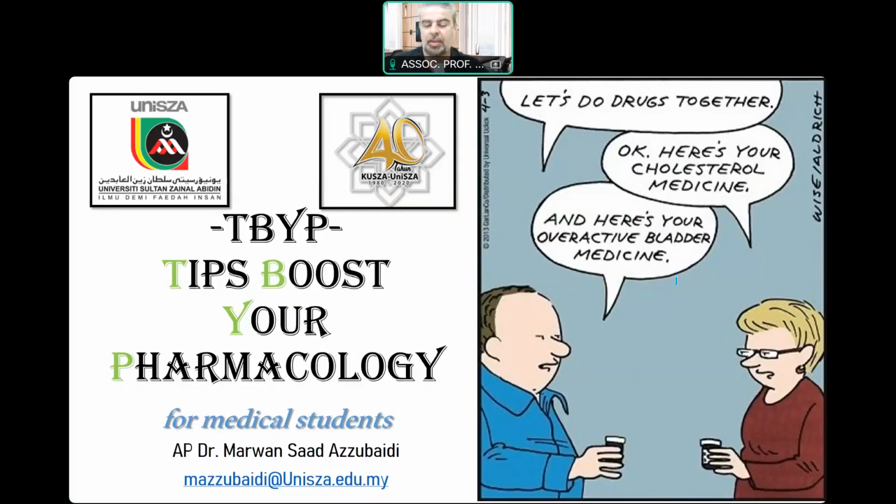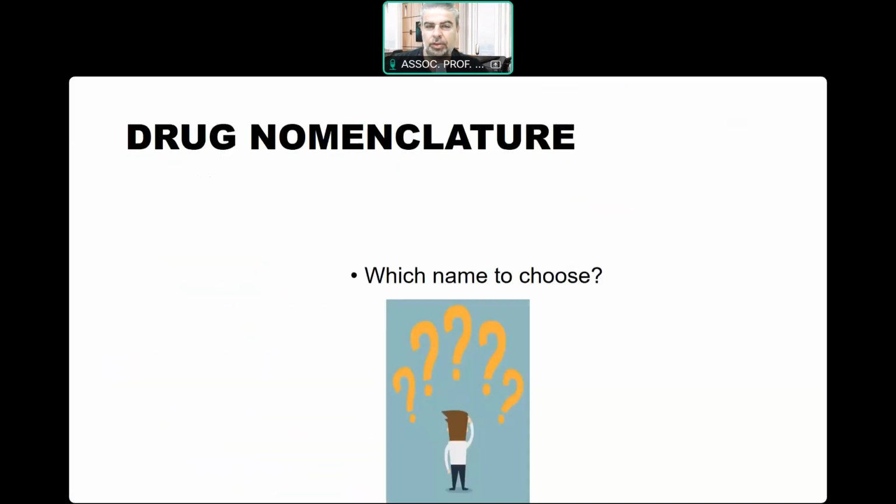So, this is tip number 3, which comes after the previous 2 tips about the general knowledge, the general definition of pharmacology, and the general definition of drugs. In this tip, we are going to give a few hints about drug nomenclature, to answer the question of how many drug names there are for each and every single drug.